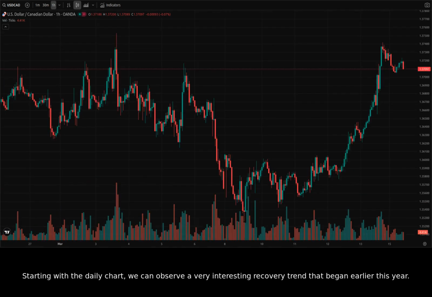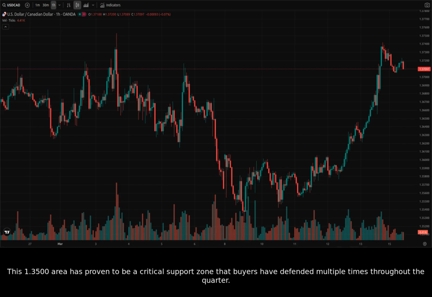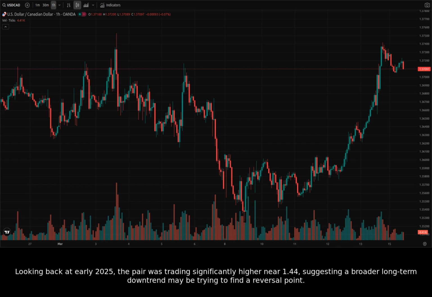Starting with the daily chart, we can observe a very interesting recovery trend that began earlier this year. After testing a multi-month floor near the 1.3500 level back in late January, the pair has been on a steady climb. This 1.3500 area has proven to be a critical support zone that buyers have defended multiple times throughout the quarter. Looking back at early 2025, the pair was trading significantly higher near 1.44, suggesting a broader long-term downtrend may be trying to find a reversal point.